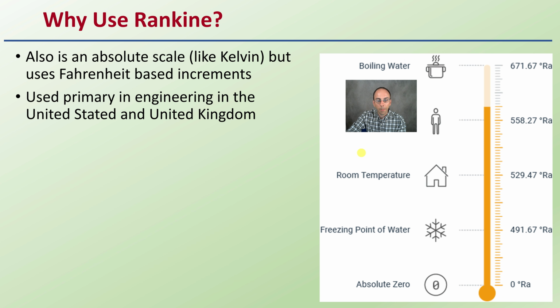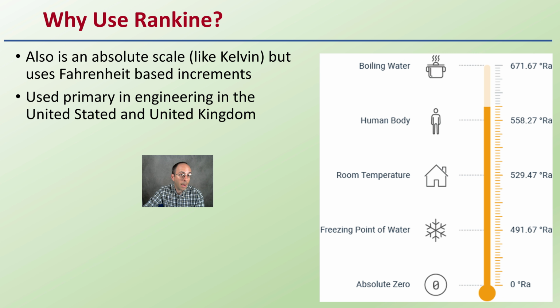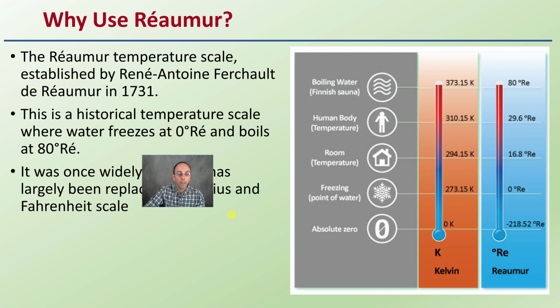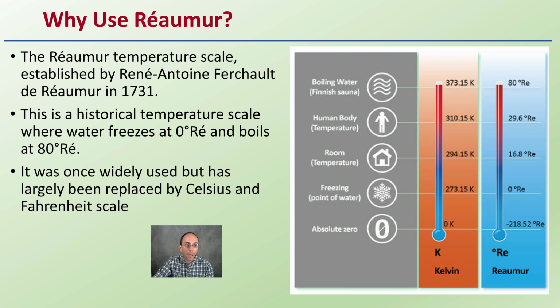Now, when we're looking at Rankine, we're looking at an absolute scale, very similar to Kelvin, but it uses Fahrenheit-based increments. That's kind of where it derives its originality. It's used primarily in engineering in the United States as well as the United Kingdom. And then Réaumur here is kind of outdated, not really used a whole lot. It's more of a historical temperature. Water does freeze at 0, but it boils at 80. It was once widely used, but it's been pretty much replaced by either Celsius or Fahrenheit in different regions. We wanted to let you know that it exists because units are important with anything, but we can see here the importance with temperature.